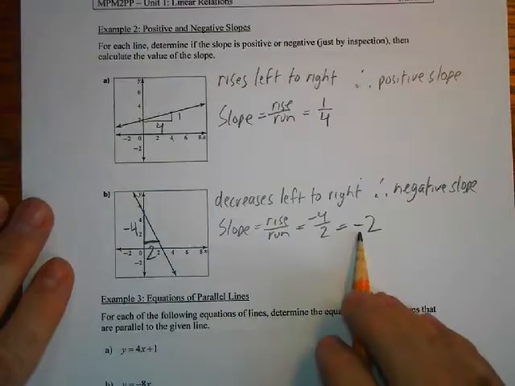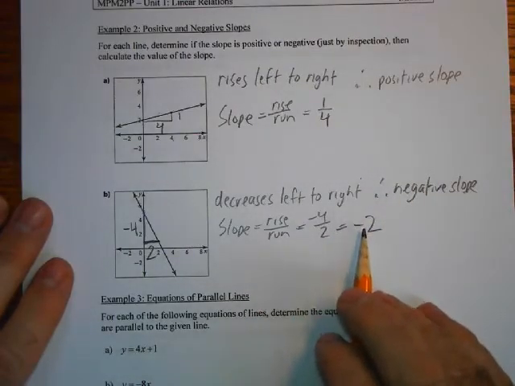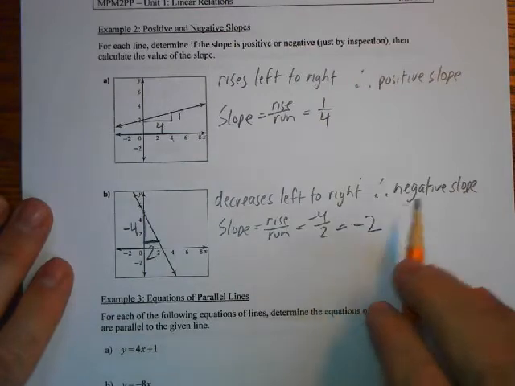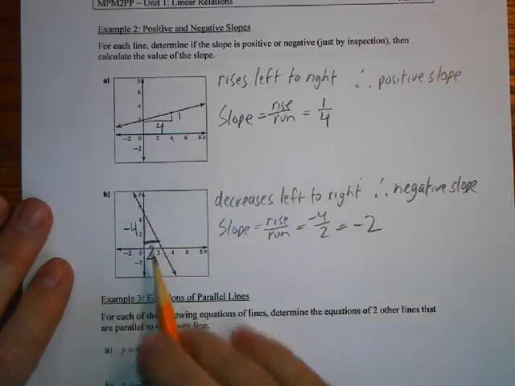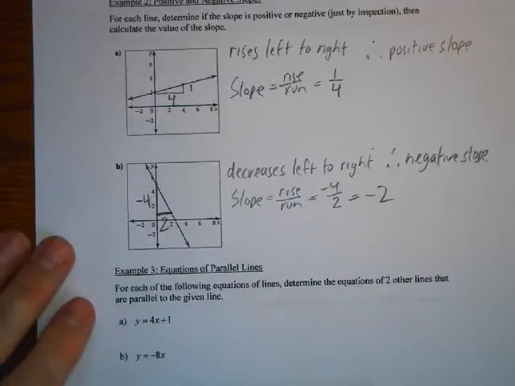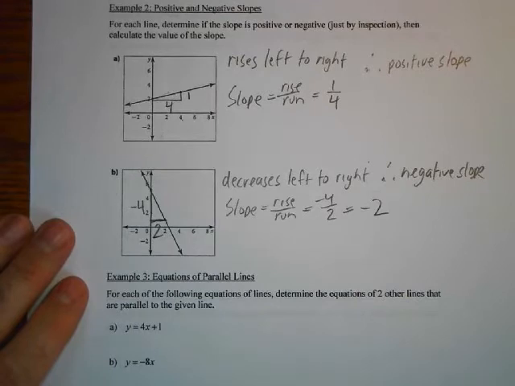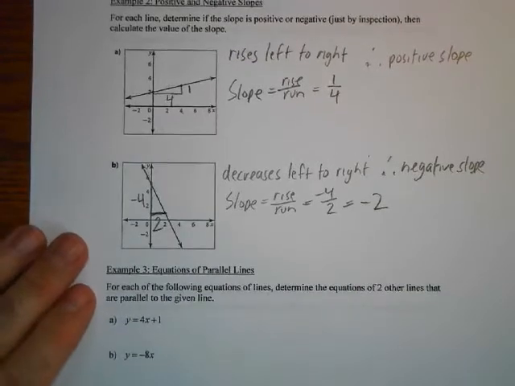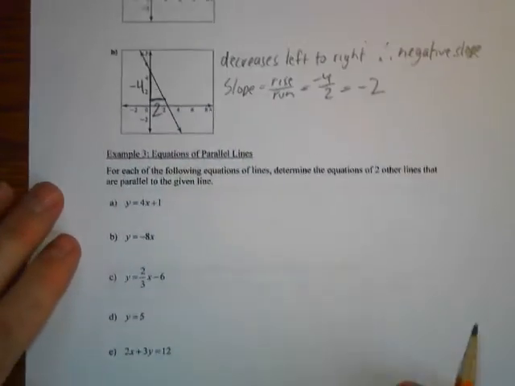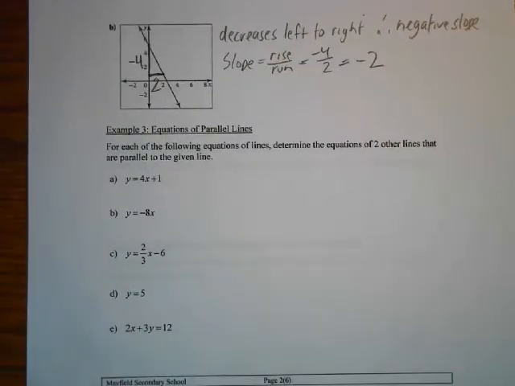Okay, and that confirms the fact that I calculated the slope, it had a negative slope, confirms what we saw just by looking at the graph. Okay, so if you have the graph, you can tell by looking at it whether it's positive, negative, or 0 slope. Okay, the next question, this has to do with parallel lines.